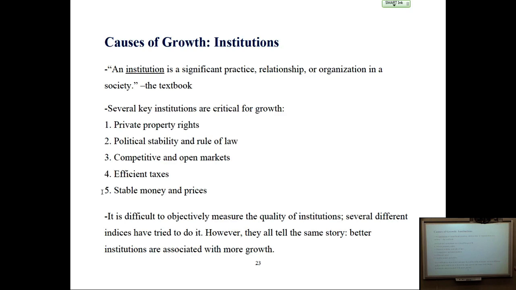However, in spite of different methodologies, they all get the same result, which is that higher quality institutions give you more real GDP and give you more growth. So institutions do clearly matter, even though it's tough to measure them. So let's go through each one of these in turn.